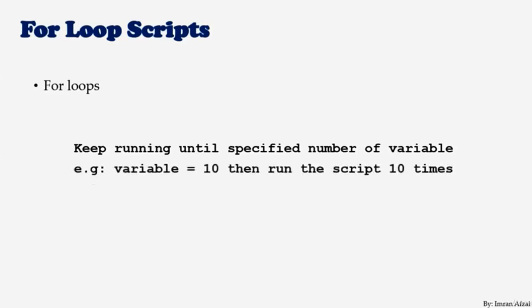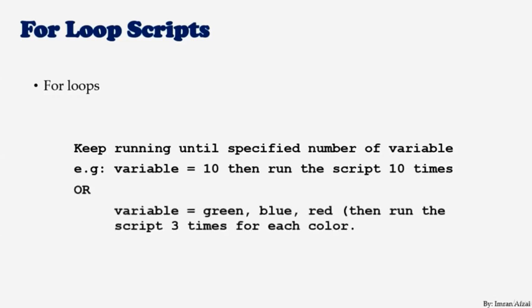For example, if a variable is defined as 10, then run the script 10 times. Or if the variable is green, blue, red, then run the script 3 times, once for each color. So it actually simplifies your tasks. If you want to, for example, create 10 files, then you don't have to run the command again and again and again. For loops will do it for you.